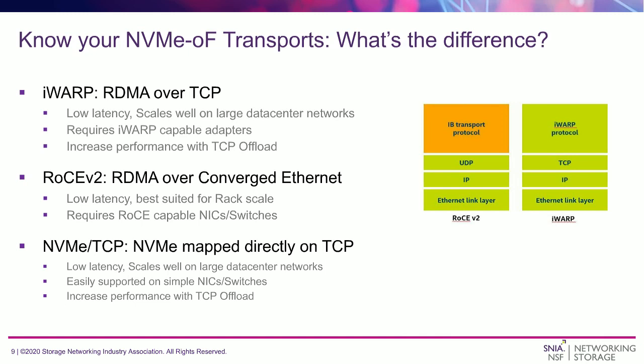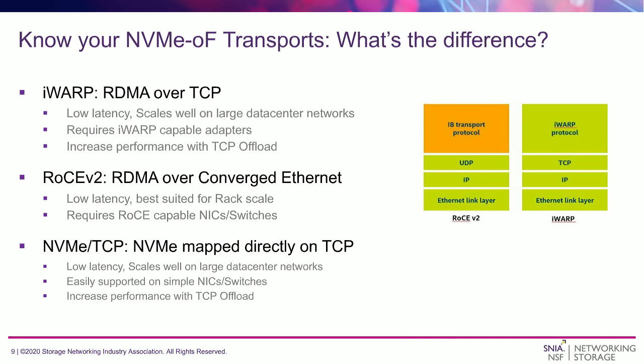And that's on top of UDP, on top of IP, on top of Ethernet. And iWARP, you see it's a little bit different. There's an iWARP protocol. It's still DMA access, but instead of being on top of UDP, it's on top of TCP. So you can see some of the differences there.